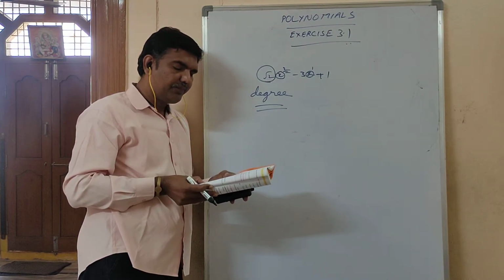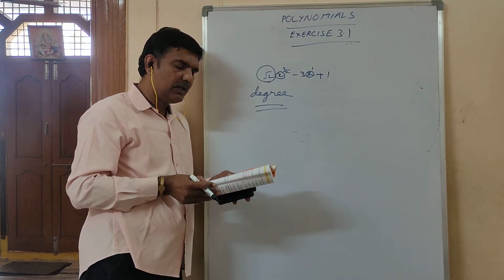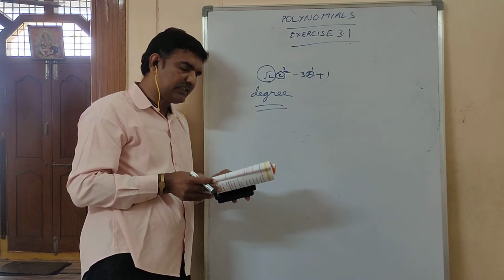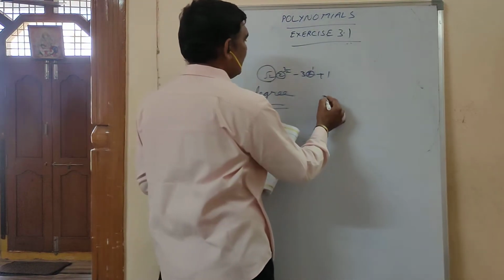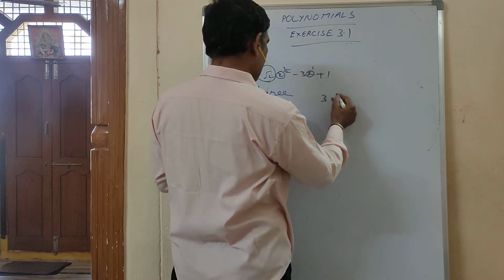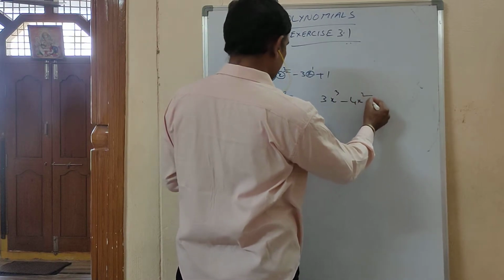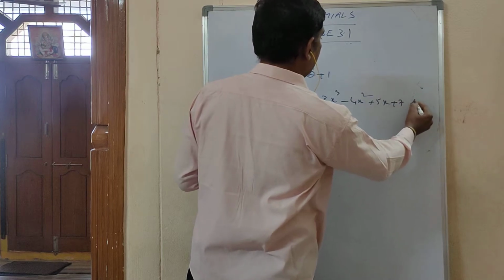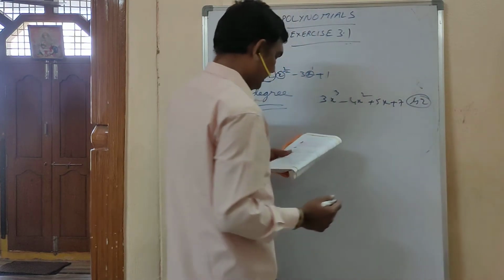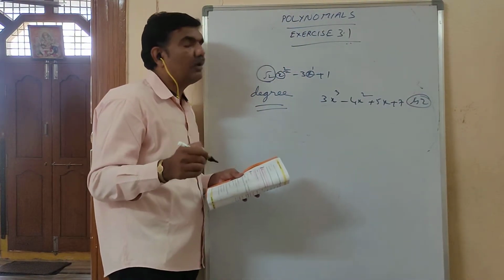Next, the coefficient of x square in the polynomial p of x is equal to 3x cube minus 4x square plus 5x plus 7 is 2. See, 3x cube minus 4x square plus 5x plus 7, he has given the coefficient is 2. What is he saying? Coefficient of x square.